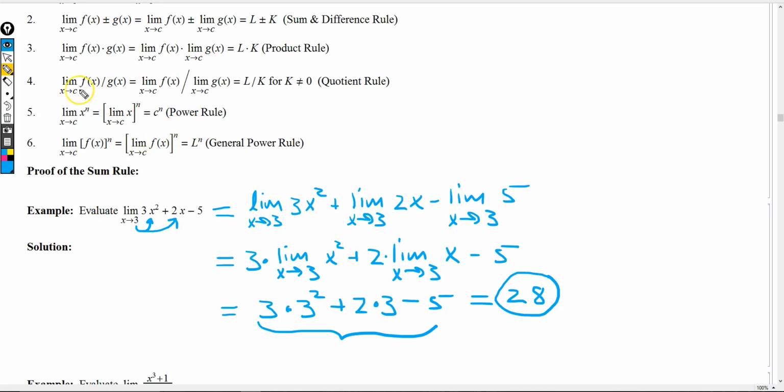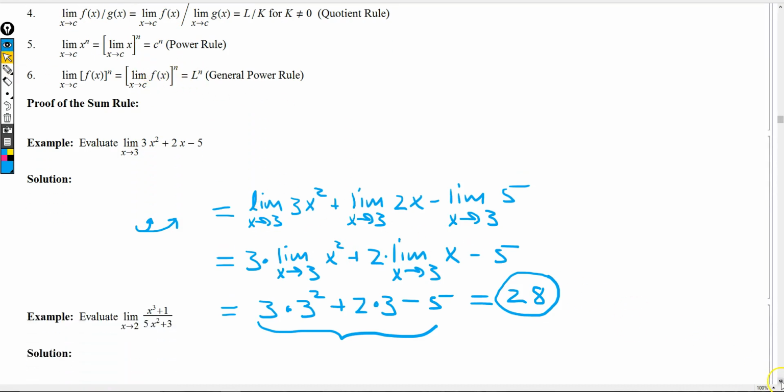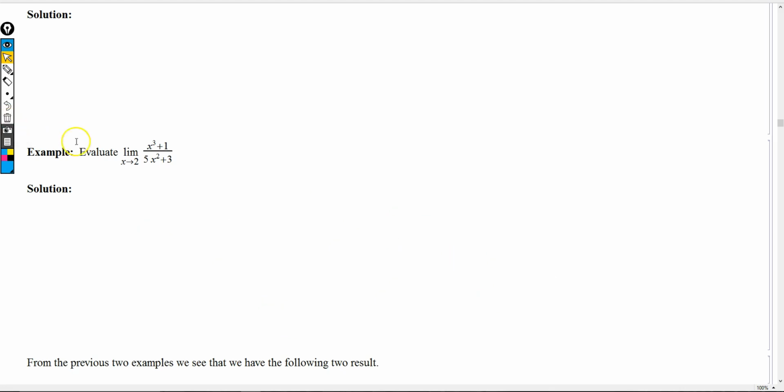Now let's take a look at another one. In fact, if you want to, you can pause the video here and try this one on your own. So I'm going to assume that you tried it already. So let's go through the answer. Now for this one, we'll distribute the limit to the top and the bottom. That's by the quotient rule for limits.